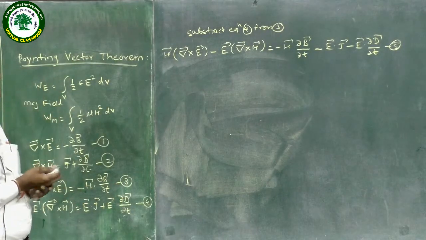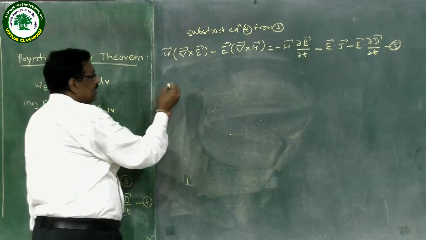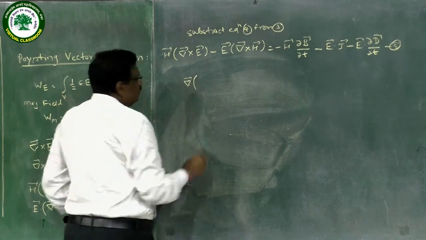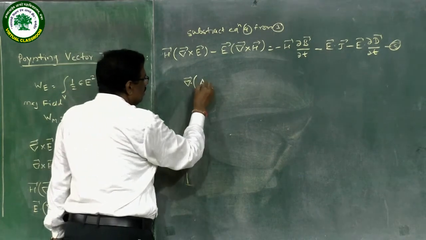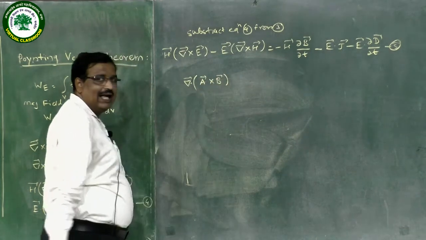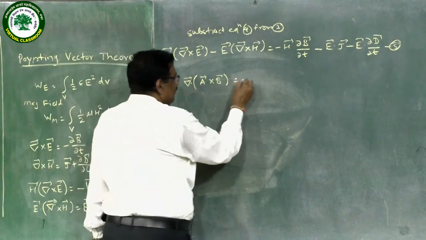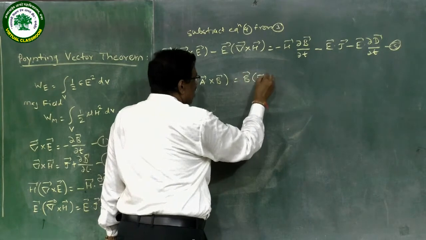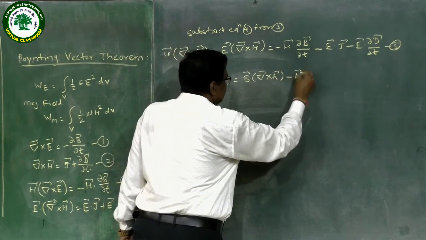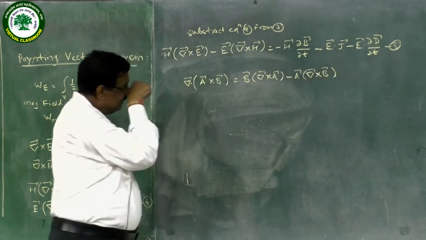Now on the left-hand side we have a vector identity. What is the vector identity? The divergence of the cross product of two vectors A and B is simply written as B dot curl of vector A minus A dot curl of vector B. This is the vector identity.